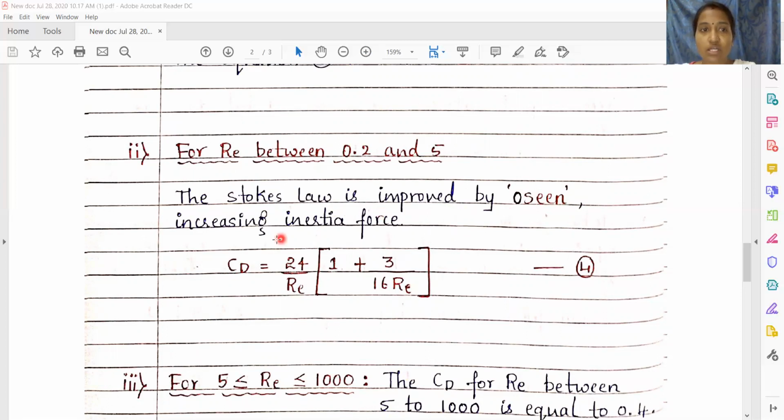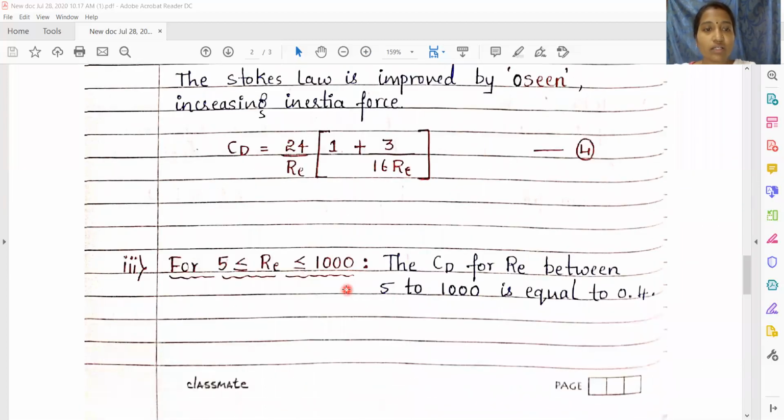He developed this equation below for including the inertia force. CD is equal to 24 upon RE into 1 plus 3 divided by 16 RE. Consider this as equation number 4. Whenever you get the condition of RE between 0.2 and 5, use this formula for the calculation.